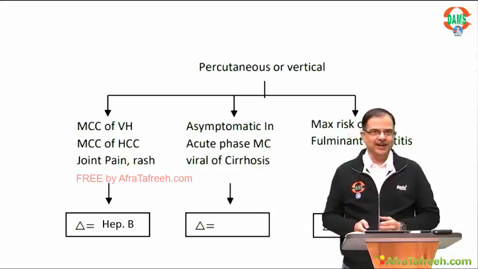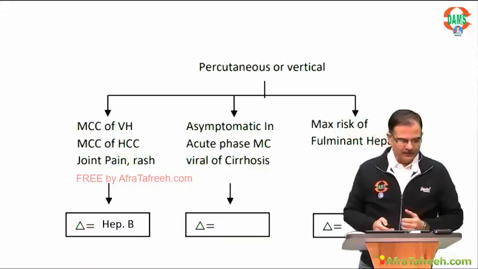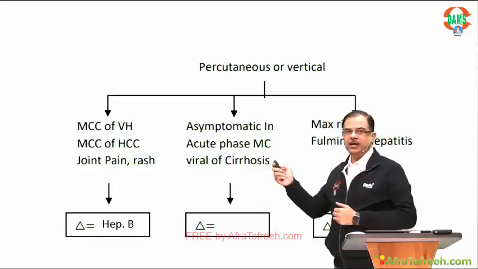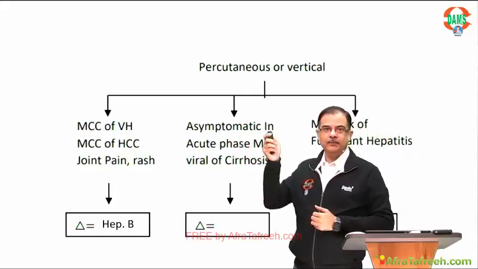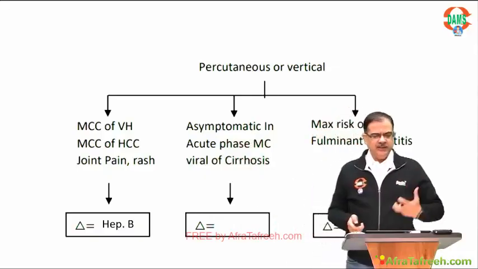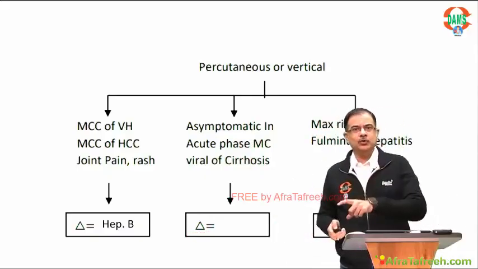While the next one, most of the patients are asymptomatic. Most of the patients are asymptomatic in the acute phase, and this is the most common viral cause of cirrhosis.